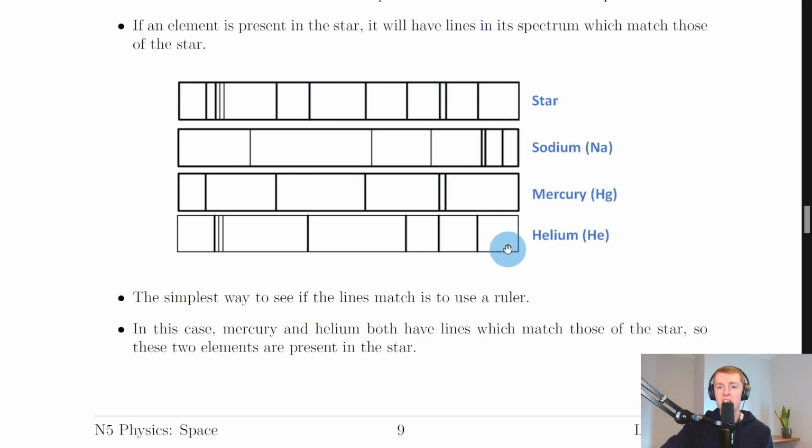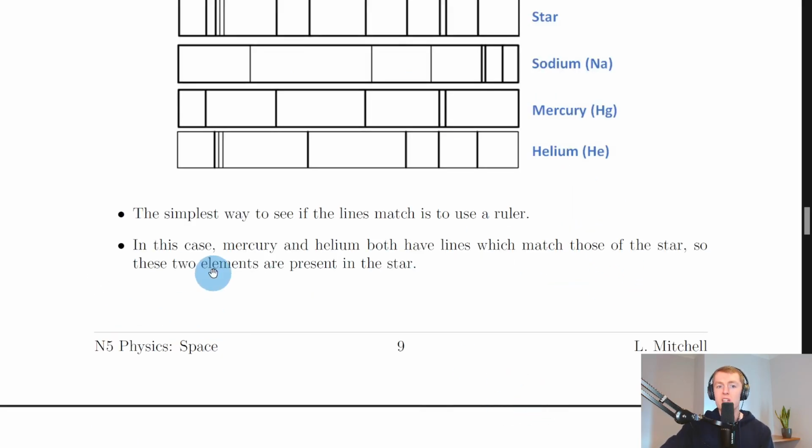And lastly for helium, we've got this line matches up with this one, this line matches up with this one on the left, this one with this one, this one with this one, and then we've got these three lines where we've got a darker one and then two fainter ones on the right, and that's the same as this pattern here, the darker one with the two fainter ones. So because all of the lines in the helium spectrum match up with those in the star spectrum, again I can say that helium is also present in my star.